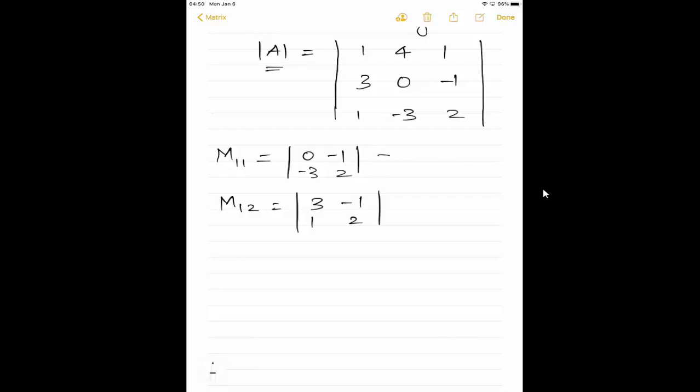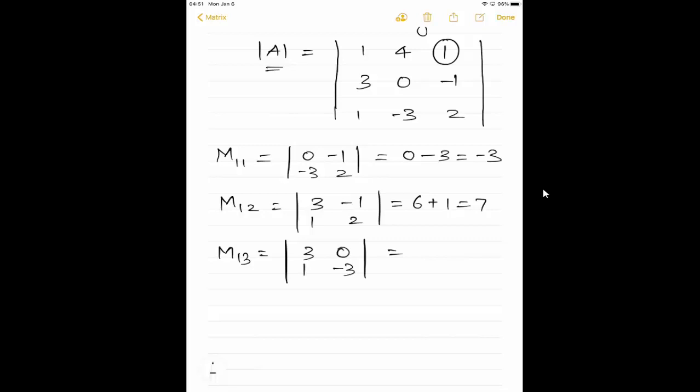And we know how to solve a 2 cross 2 determinant. So 0 into 2, 0, minus 3 into minus 1, it is plus 3. So the final value is 3. Here 3 2s are 6, minus into minus plus 1, which is equal to 7. Similarly for M13, for this particular row, the remaining matrix will be 3 0, 1 minus 3, which is equivalent to 3 into minus 3, it is minus 9. Anyhow 1 into 0 is going to be 0.